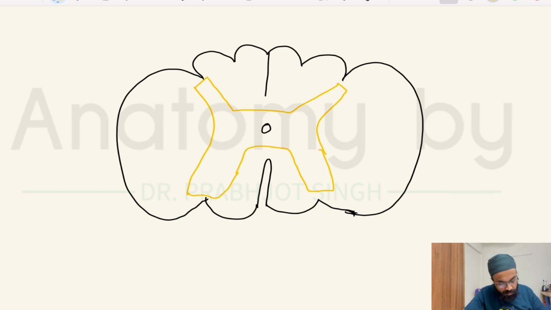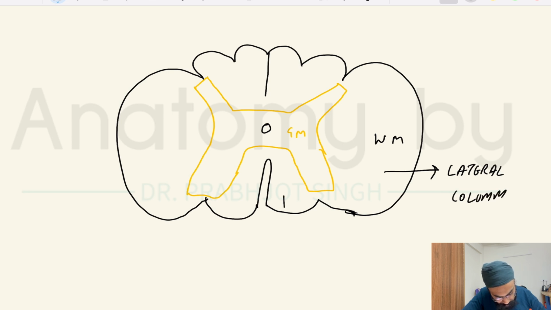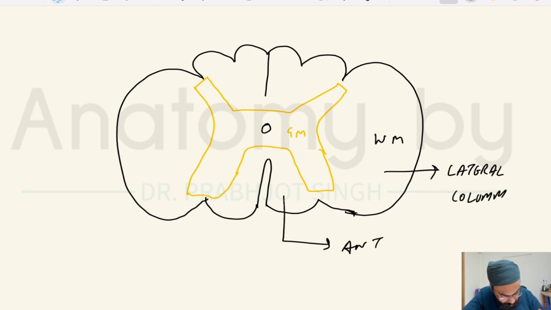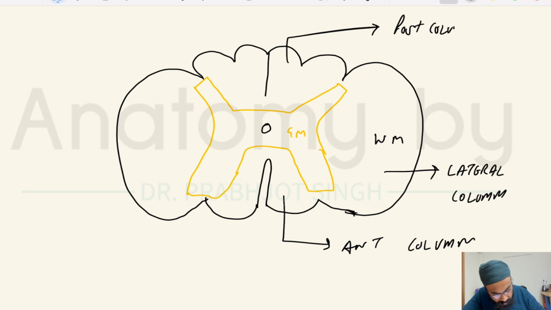Okay. So the yellow part is your gray matter and this is your white matter. So let us label the white matter for instance. This is the lateral column. This is the anterior column. This is the posterior column. Is it clear? So now I'll erase the white matter and in this I will draw the rest of your structures.